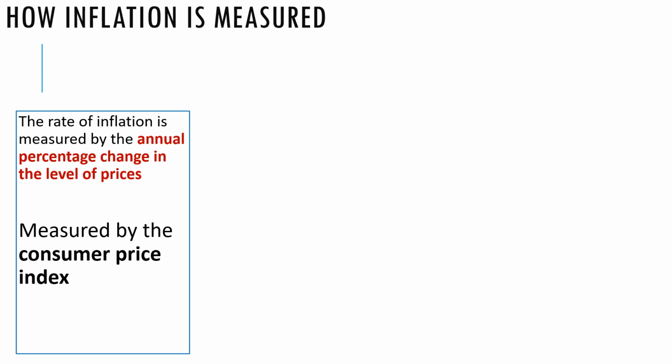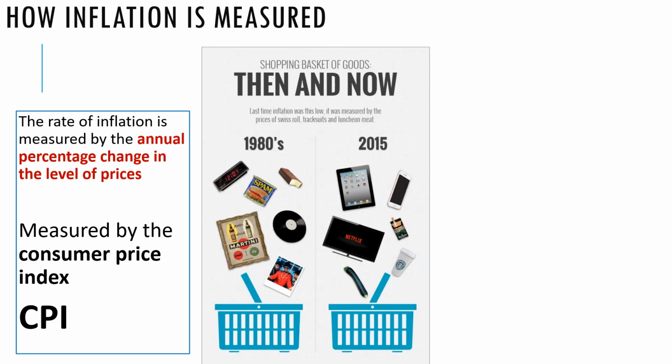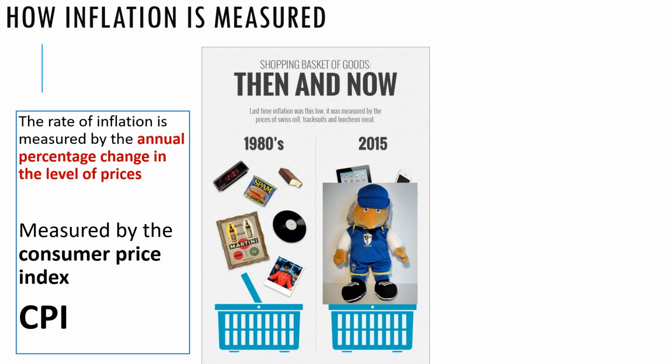The government then produce figures which they call the Consumer Price Index, and this is often known as CPI. To do this, they look at what is known as a basket of goods. They try and create a long list of about 700 different things that households on average buy, and monitor the prices of these things. In the 1980s, it would have been these sorts of products, but then they update them over time to include the most popular items in 2015, possibly including this little fella.